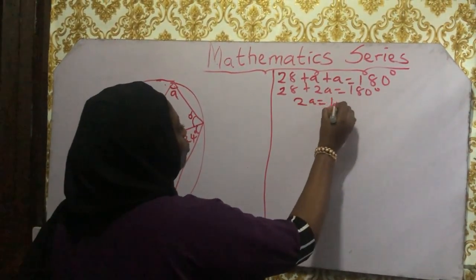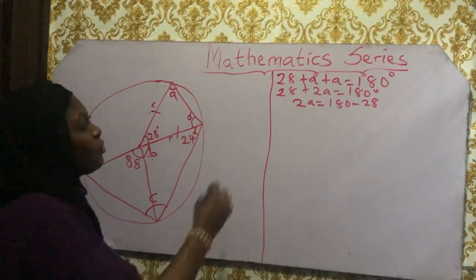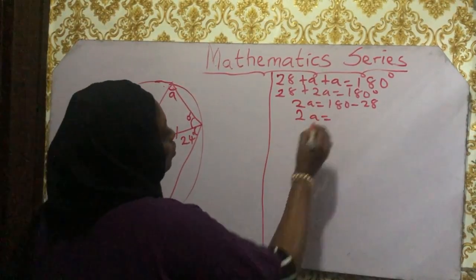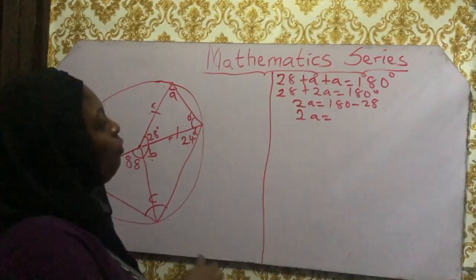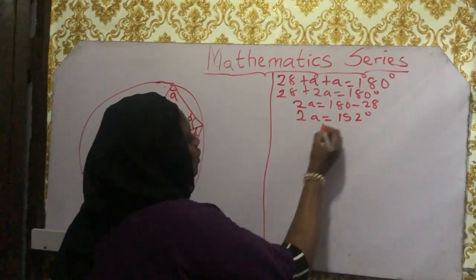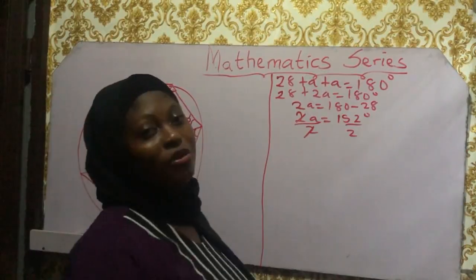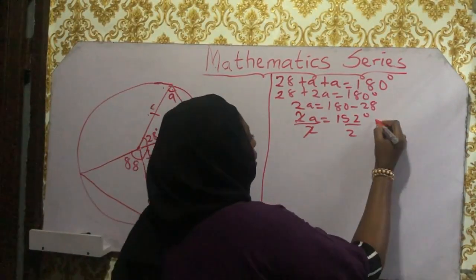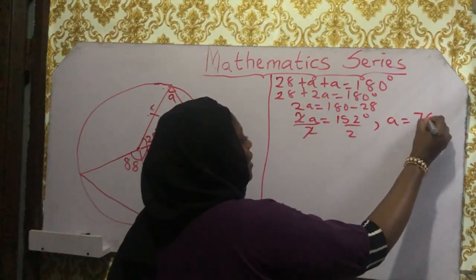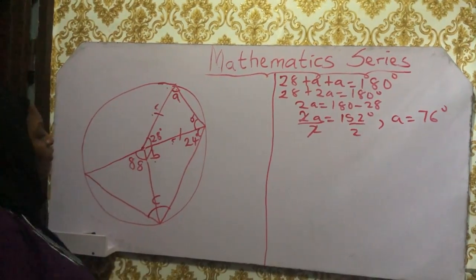2A is equal to 180 minus 28. So 2A will be equal to, when you subtract 28 from 180, 152 degrees. So divide both sides by 2. 152 divided by 2 will give 76. So angle A is equal to 76 degrees. Now we've gotten the value of angle A.